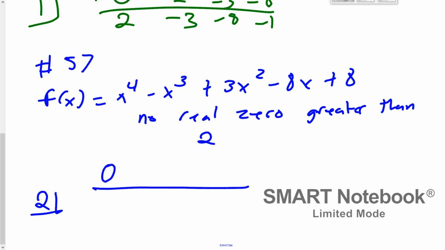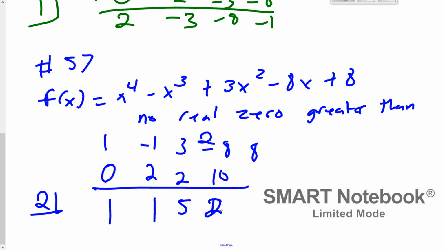Put 2 into the box, list your coefficients, 1, negative 1, 3, negative 8, and 8. Make sure they're all taken care of, 4, 3, 2, 1, 0. And then we just run through the synthetic division, and my work here is my proof. So 2 times 1 is 2, 2 minus 1 is 1, 2 times 1 is 2, we get 5, we get 10, we get 2, we get 4, we get 12. So they're all positives, right? So there's my work. By the boundedness theorem, we are not going to have a real 0 greater than 2.